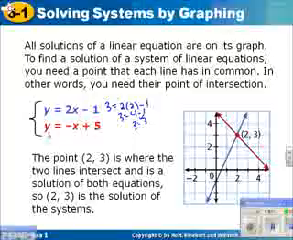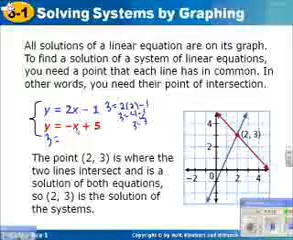So if I went over 2 and up 3, I know that point is on that blue line. Well, it also works in the second equation, because 3 is equal to the opposite of x, or negative 1 times x. Negative 1 times 2 is negative 2 plus 5, so 3 is equal to 3. So I also know the point (2, 3) is on the red line. Okay, so since (2, 3) worked in both equations, that's where the two lines intersect. So that's how I know that the ordered pair (2, 3) is a solution to the system, because it's where the two lines intersect.